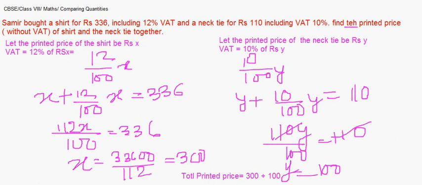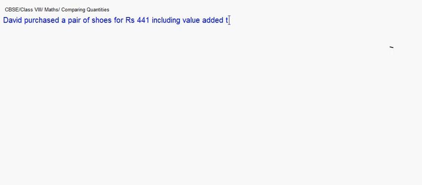Secondly, you might be asked to find the VAT percentage. Let us take up one such question, which is not a difficult one to do. It says David purchased a pair of shoes for ₹441, including value added tax. That means this price, which is 441, includes the VAT.